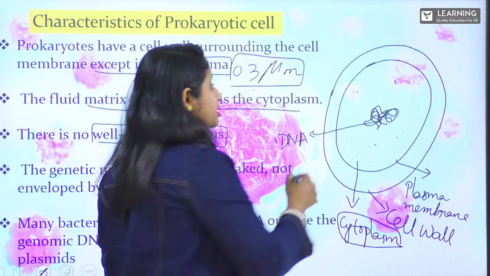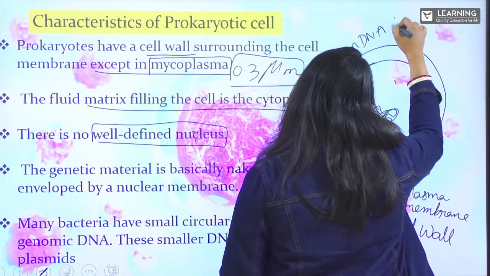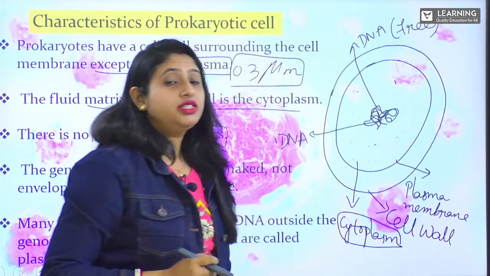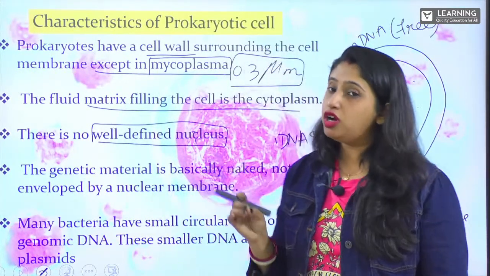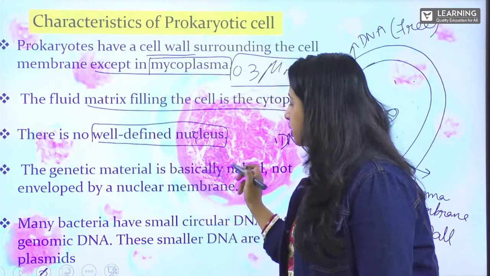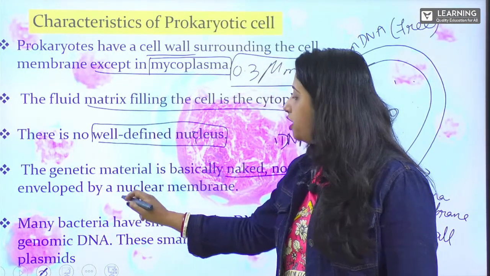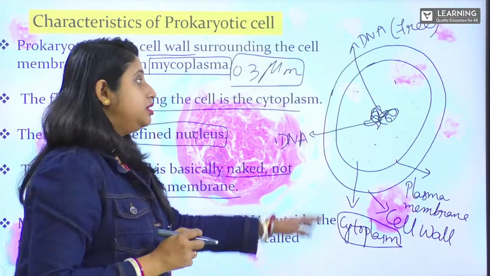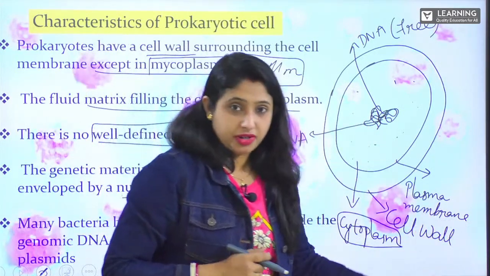So the DNA is lying in the free surface. The nucleus is poorly developed in case of them. The nucleus is not properly developed, and the genetic material is naked, that is, not enveloped by the nuclear membrane. So you can see that the DNA is naked DNA, right? And it is not covered by the nuclear membrane, isn't it?